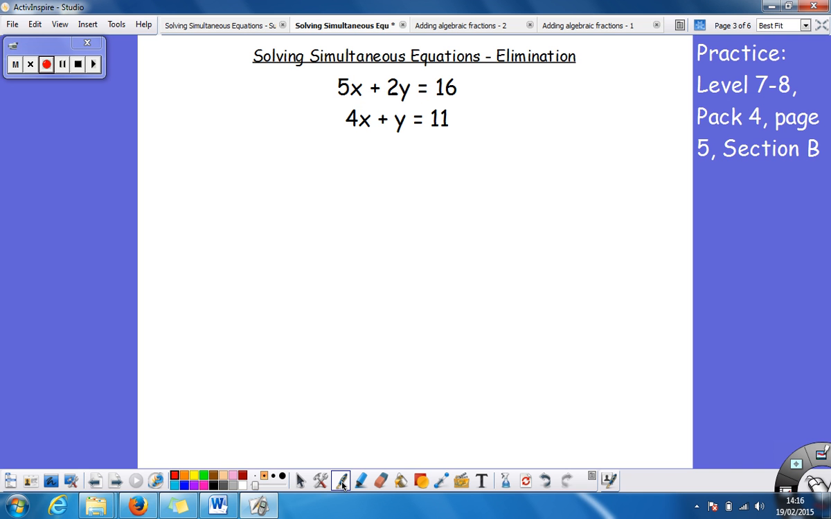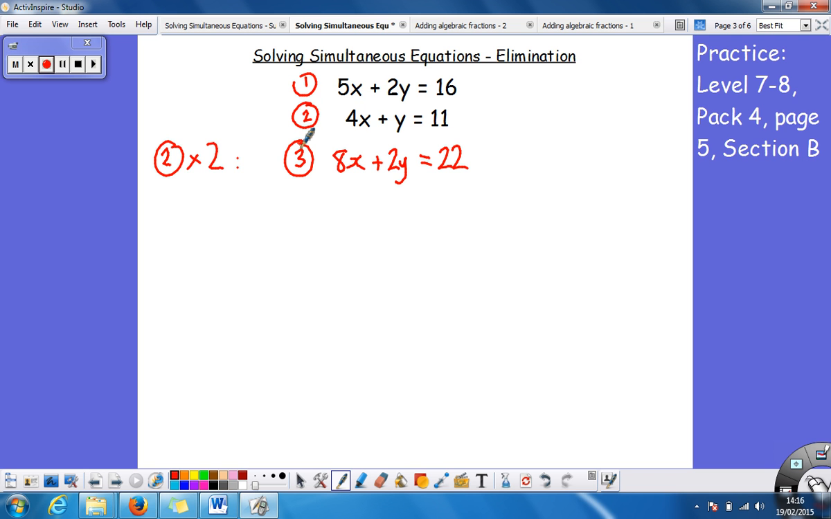Okay, hopefully you've had a go at that one and you've got a solution. So, equation 1, equation 2. Now in this one, I can see that my y's are quite easy to make sure that they have the same coefficient. So I'm going to multiply equation 2 by 2, so I end up with 2 y's there. If I multiply equation 2 by 2, I'm going to get 8x plus 2y equals 22. And we'll call that one equation 3.